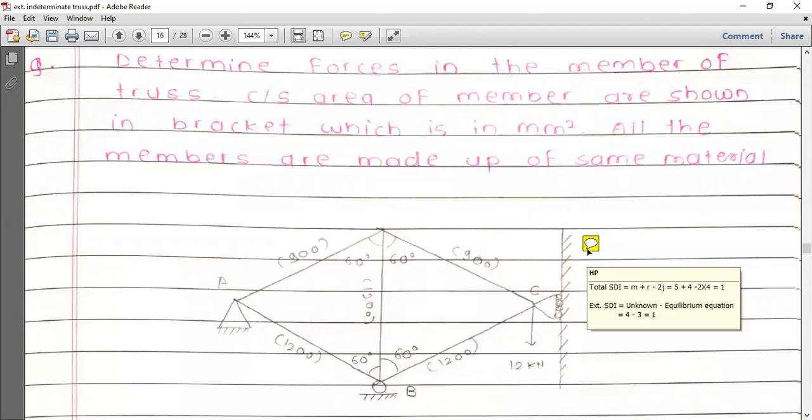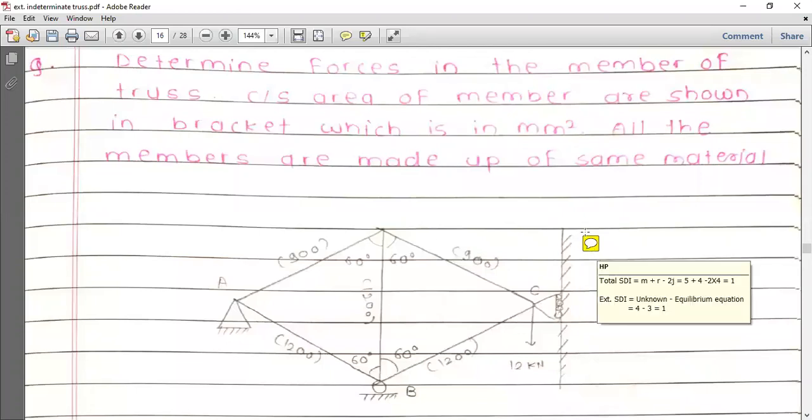Now you have to check whether the given structure is internally indeterminate or externally indeterminate. So here we will find the external SDI of the structure. The formula for the external SDI of the structure is number of unknowns minus equilibrium equations. So here the number of unknowns, that is R, is 4, minus 3 equilibrium equations. So you are getting that this given structure is externally indeterminate by degree 1.